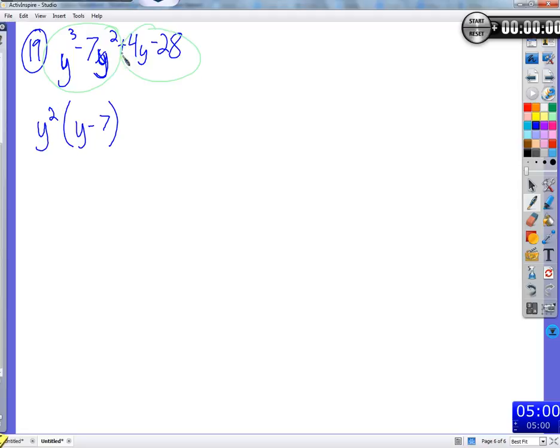And what can we factor out of these two? Four. Now, pay close attention here. This group is being added to this group. And all we're doing is factoring out something in common. So this group, which is just being factored, is still being added to this group: 4 times y minus 7. Still have addition.